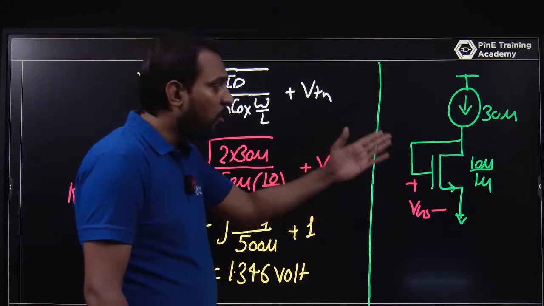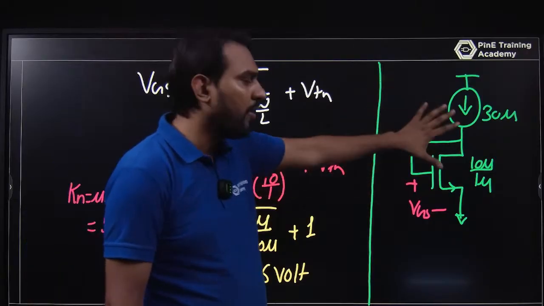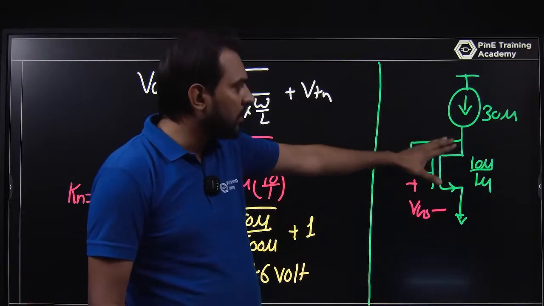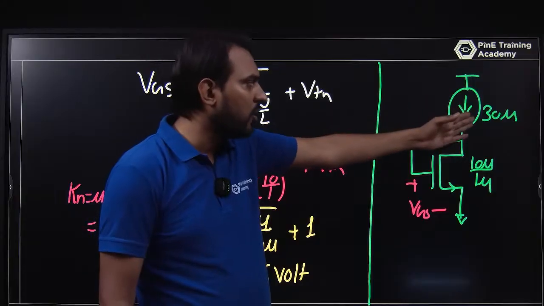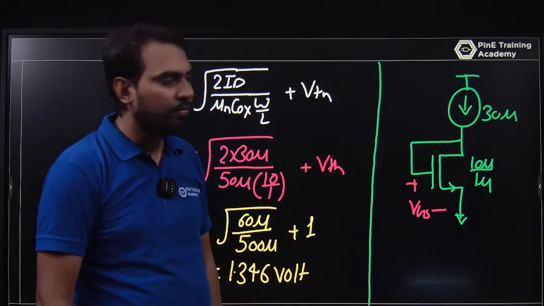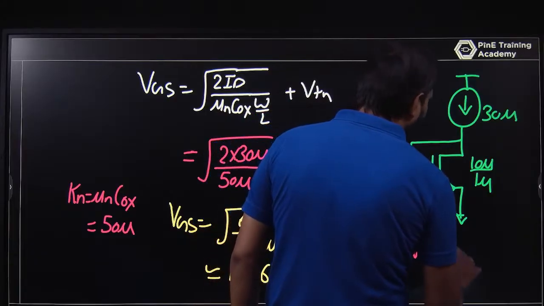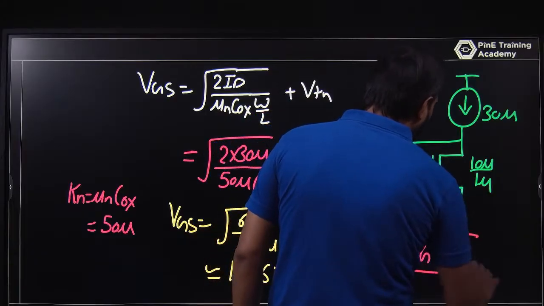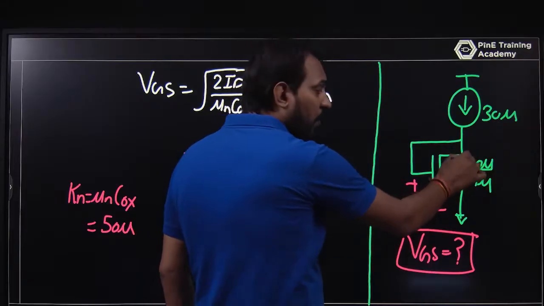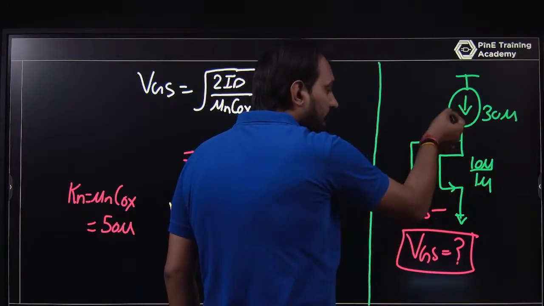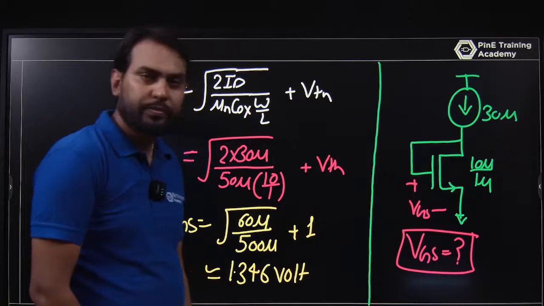So if you want the exact value, you can go for the tool. On the tool, you just design this circuit. You have a current source of 30 microampere. On the basis of that, you can decide what the VGS is, and that will be the exact value, because the tool will decide it. So on the basis of W by L, if you have a current source, what is that voltage?